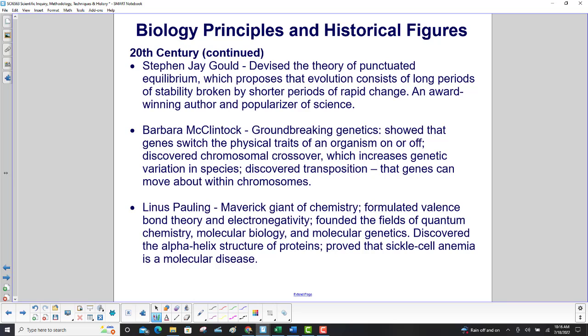Linus Pauling, maverick giant of chemistry, formulated valence bond theory and electronegativity, founded the fields of quantum chemistry, molecular biology, and molecular genetics, discovered the alpha helix structure of proteins, and proved that sickle cell anemia is a molecular disease.